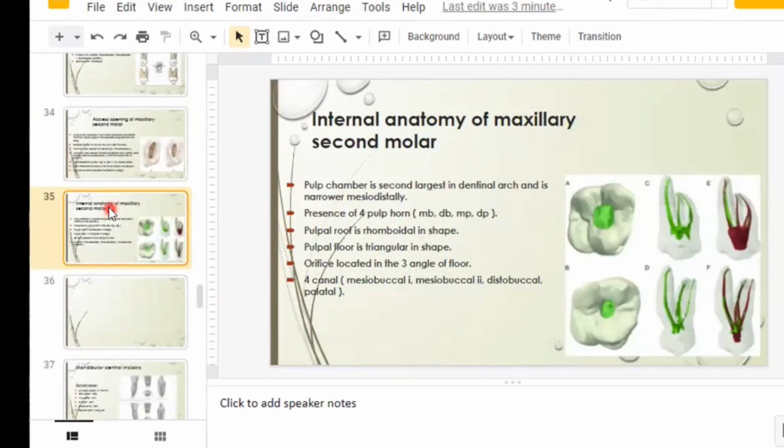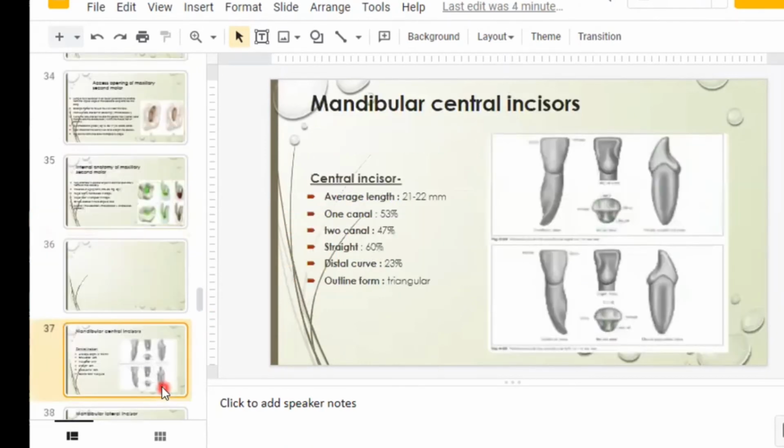Again, internal anatomy, floor, shape, everything are the same. Now let us come to the mandibular. For upper 8, if you want to do root canal for the upper 8 in a few situations, then the anatomy is the same. Upper 8 will definitely have in maximum percentage a 2 canal pattern, or it can even have a 1 canal pattern.